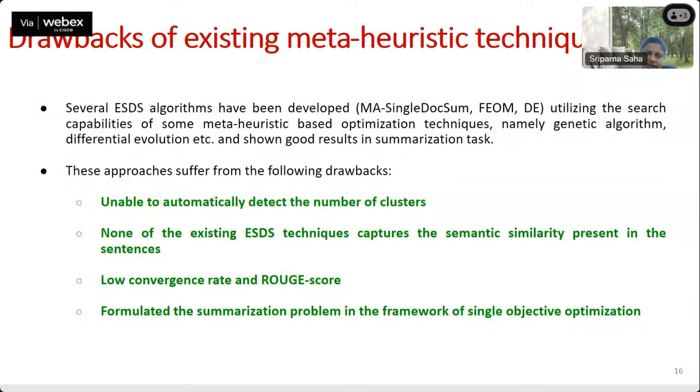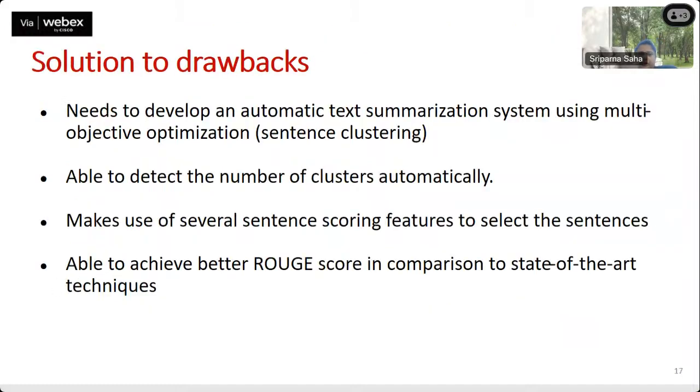So in the last class, I discussed how we can formulate the clustering problem as a multi-objective optimization problem. Here also, we are formulating the sentence clustering problem as a multi-objective optimization problem, where we are simultaneously solving multiple objective functions. So this is the solution: we are developing a two-phase approach. In the first phase, we are clustering the sentences, grouping the sentences in the semantic space, and simultaneously optimizing multiple objective functions, and we are also determining the number of clusters automatically.